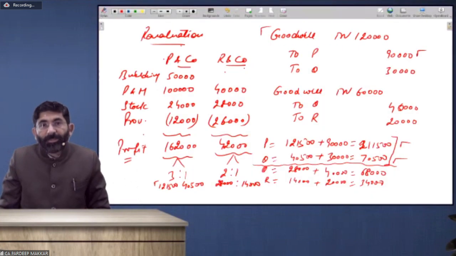So that has been done for you. In the partners' capital account, everything will remain the same. There's no difference in the partners' capital account. In the balance sheet, everything will remain the same. So you can easily do it.